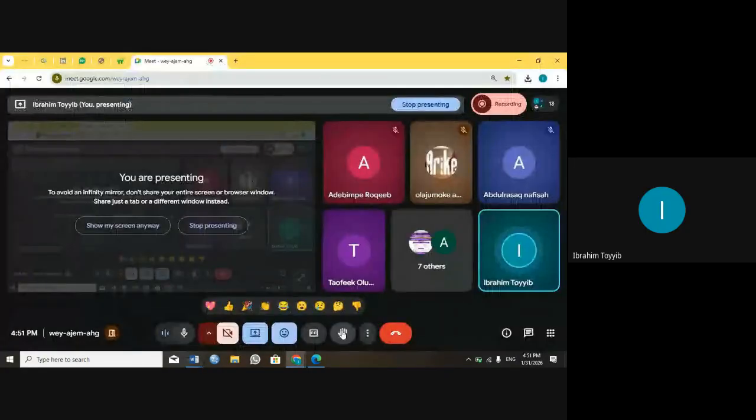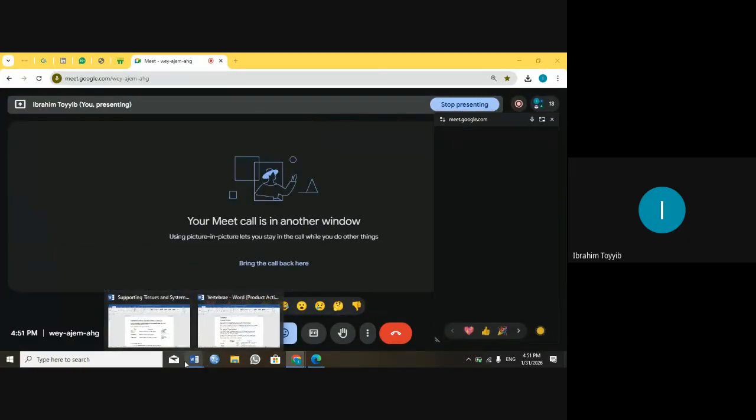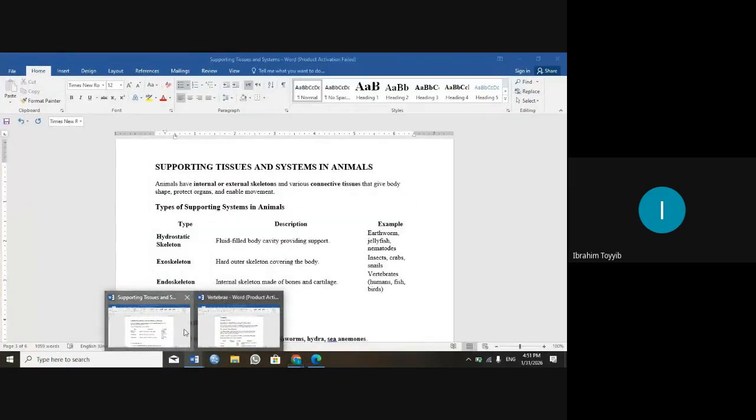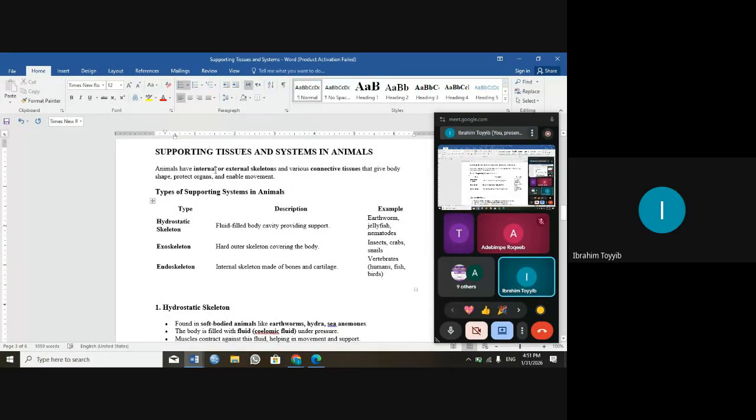So I hope everyone can see my screen now. So, supporting tissues and systems in animals. Now, external skeleton. So various connective tissues give the body its shape.